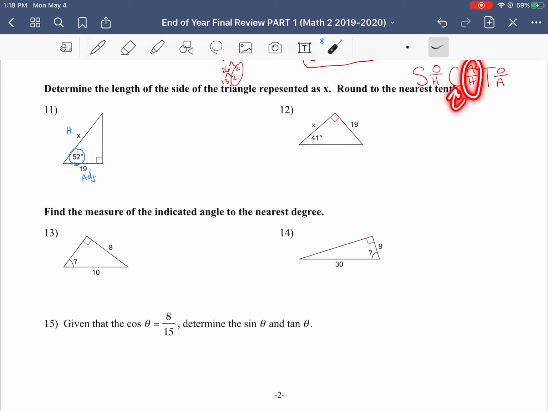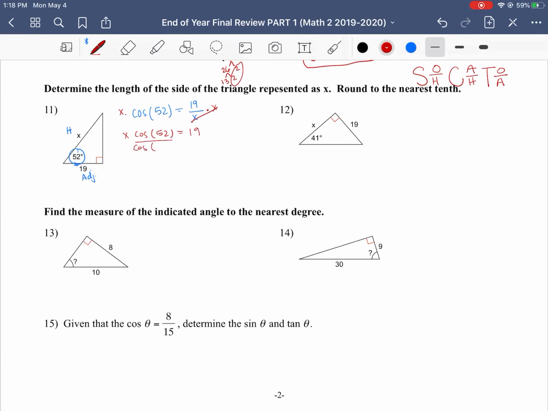Adjacent and hypotenuse would be the cosine function. So we're going to set up an equation that says cosine of our angle, always of the angle, is equal to adjacent, which is 19, over the hypotenuse, which is x. Now remember, if your variable's in the bottom, this one's a division problem eventually, right? So we said we had to multiply by x to get it out of the bottom, and then you have x cosine of 52 equals 19.